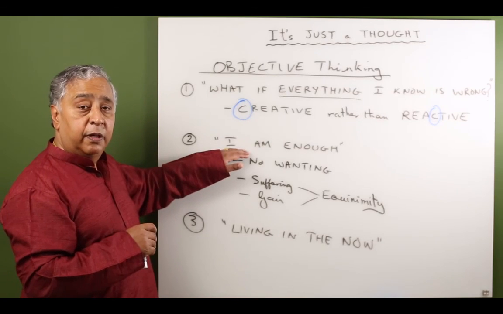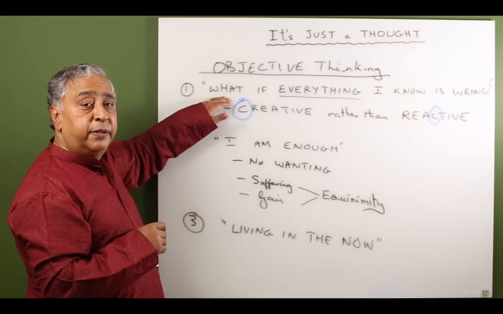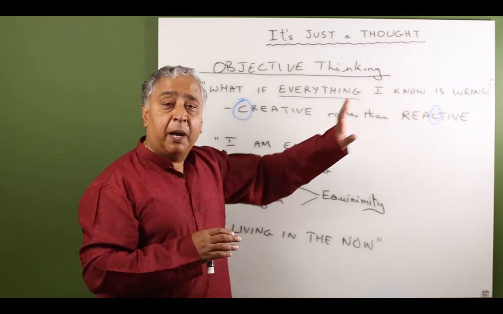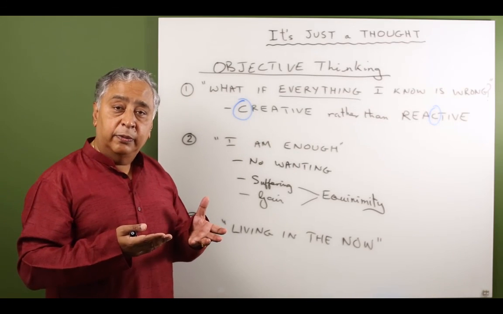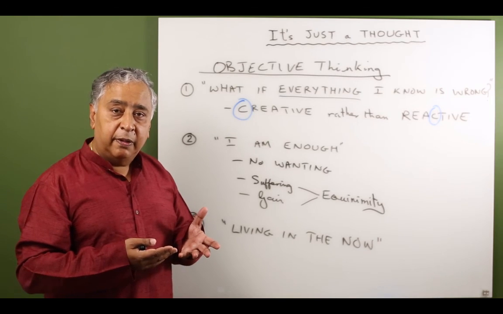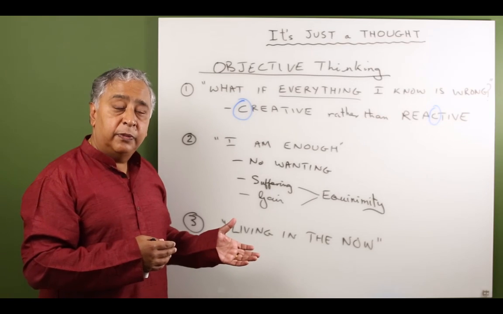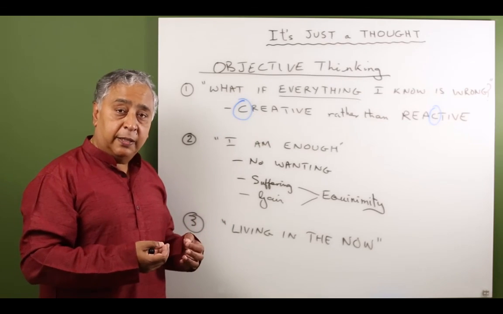Consider yourself to be enough. And delete your reactive preferences of the past from your mind and relearn anew. Be creative rather than reactive. And if you follow these three basic rules, you'll see you become a much better objective thinker.